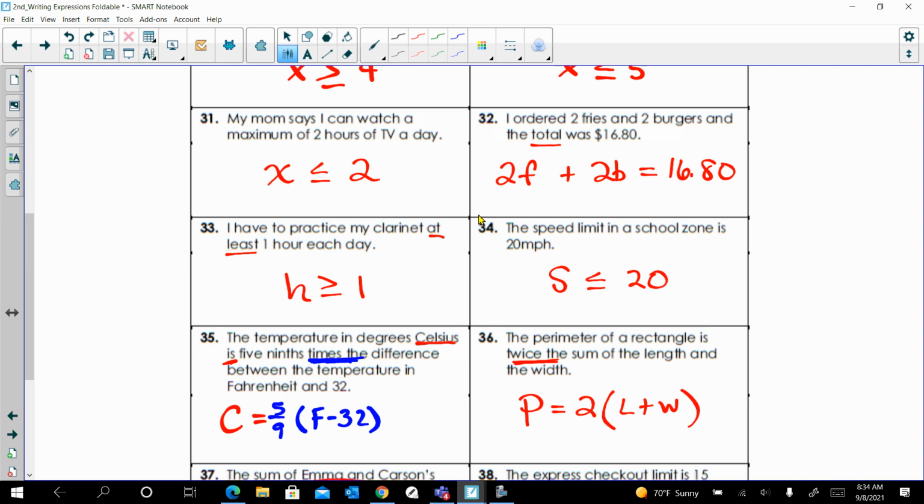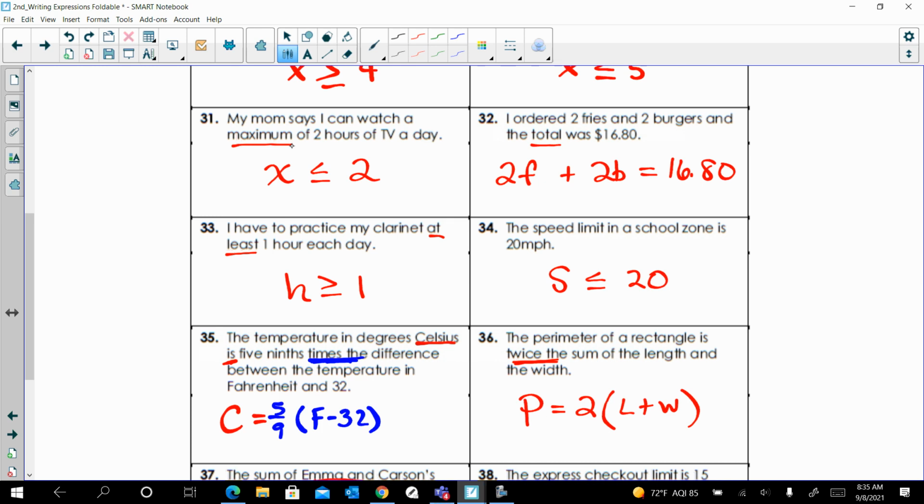All right, so 31, because it had maximum, I forgot to underline that, we had an inequality. You could have H is less than or equal to 2, or X is just a variable, less than or equal to 2. 32 was an equation because of the word total. So I used F for fries and B for burgers. So 2F plus 2B equals 1680. Check it or correct it. Because I saw at least, that was an inequality, so I had H for my hours is greater than or equal to 1.